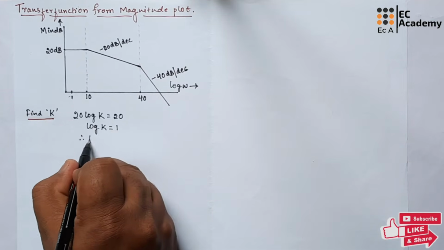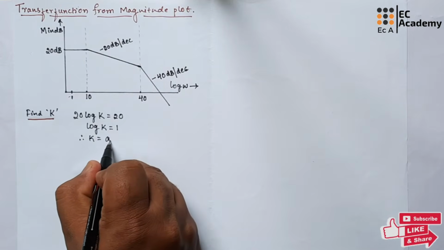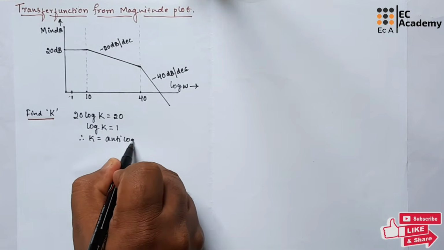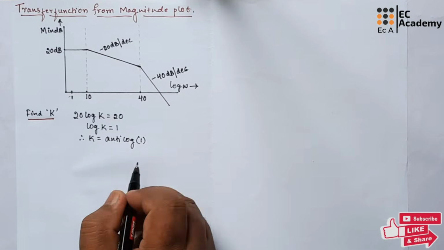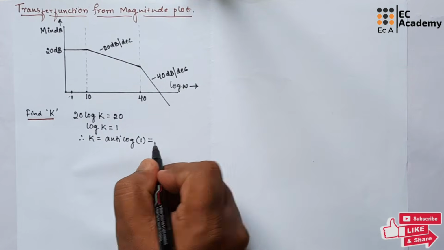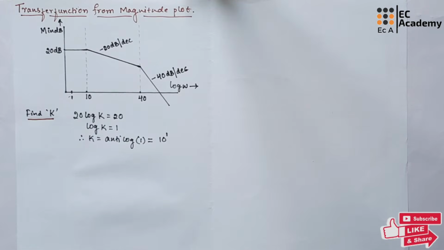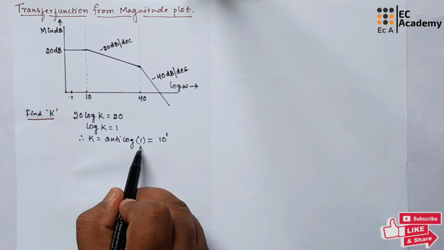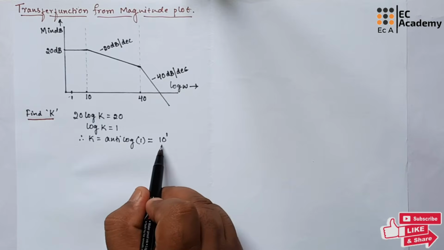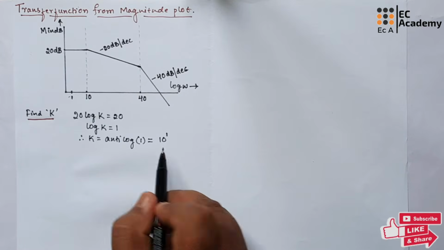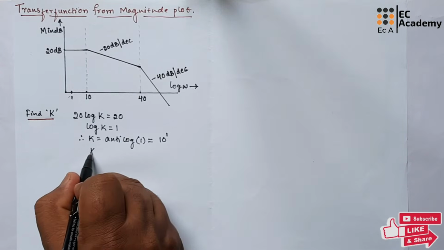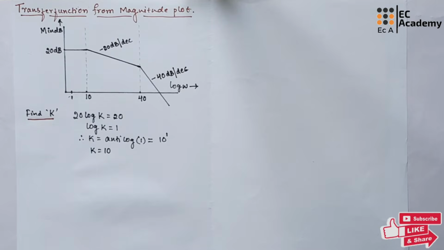Therefore, we can say k is equal to antilog of 1. How can we write antilog of 1? We can write that as 10 to the power of 1. Whatever value you get here, to get the antilog, you need to write that value as a power of 10. So we can say k is equal to 10.